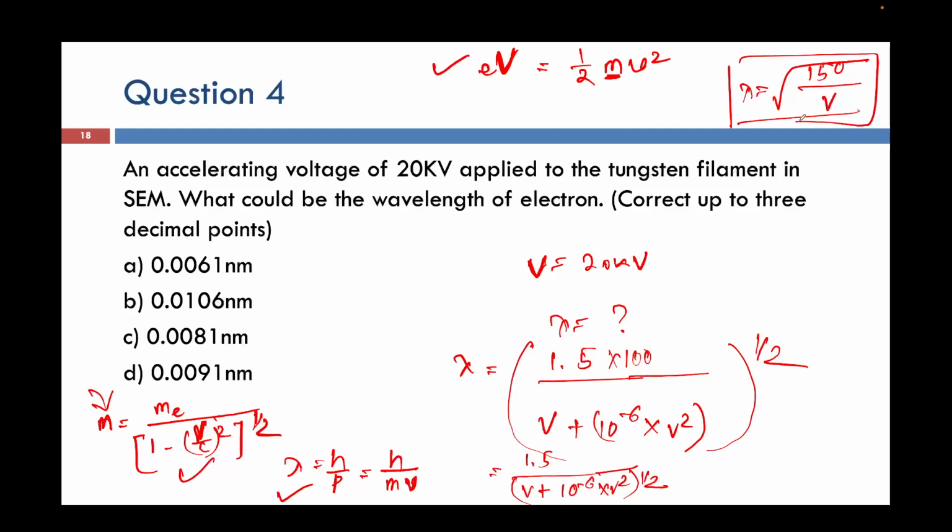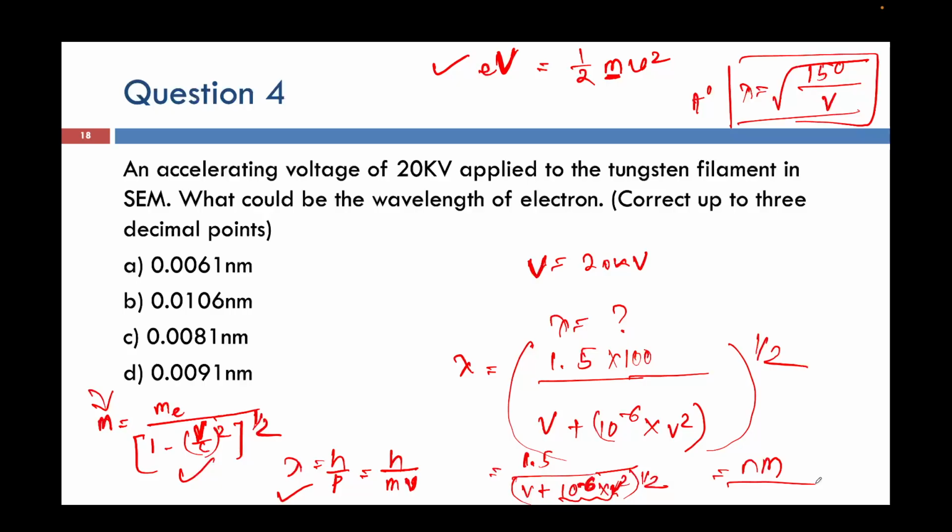So why have I written this expression instead of this one? Because in the v square term, 10 to the power minus 6 is there, so we can neglect this second term. When we neglect the second term, this expression becomes 1.5 divided by v, to the power 1 by 2. Here 1.5 is there, there 150 is there, nothing different. In one case you will get the answer in angstrom, in the other in nanometer, that's all.